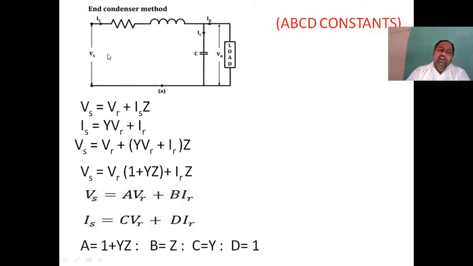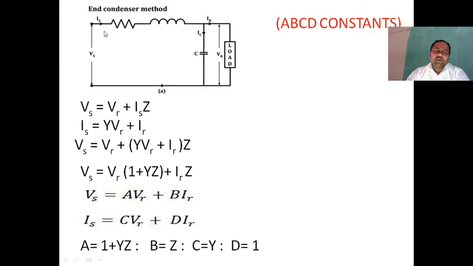So how can you write the equations? First write the equation for Vs. Very simply we get the ABCD constants here. Vs is equal to, tell me, Vr plus Is into Z. Simply Vs is equal to Vr plus Is into Z from the diagram. What about the Z? R plus jX. We know that one, no problem. Vs is equal to Vr plus Is into Z. So what is the Is value is very important.